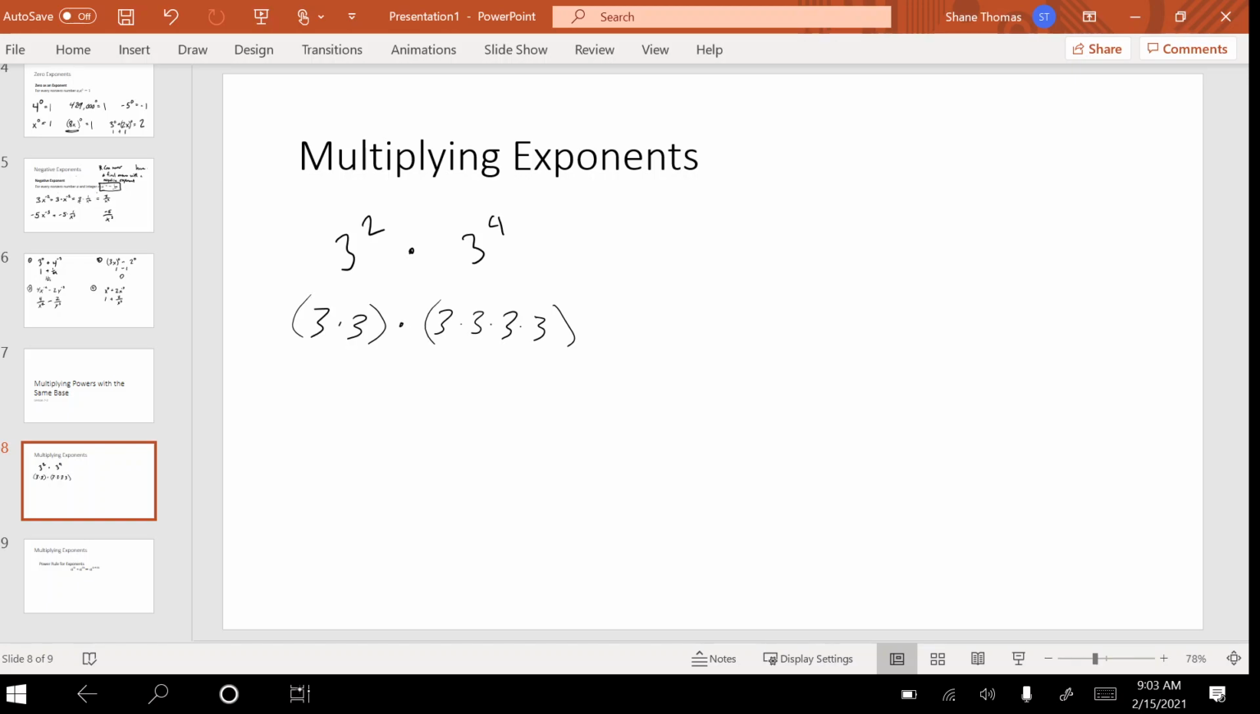Now, if I look at this, it's all multiplication the whole way across, isn't it? So really, this is just 3 times 3 times 3 times 3 times 3 times 3. How many 3's do I have there? 6. I've got 6 3's, don't I? So wouldn't that be the same as 3 to the 6th?